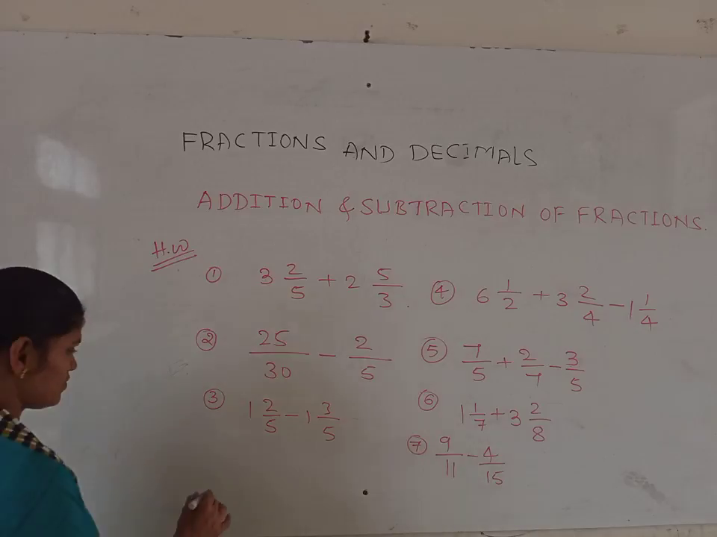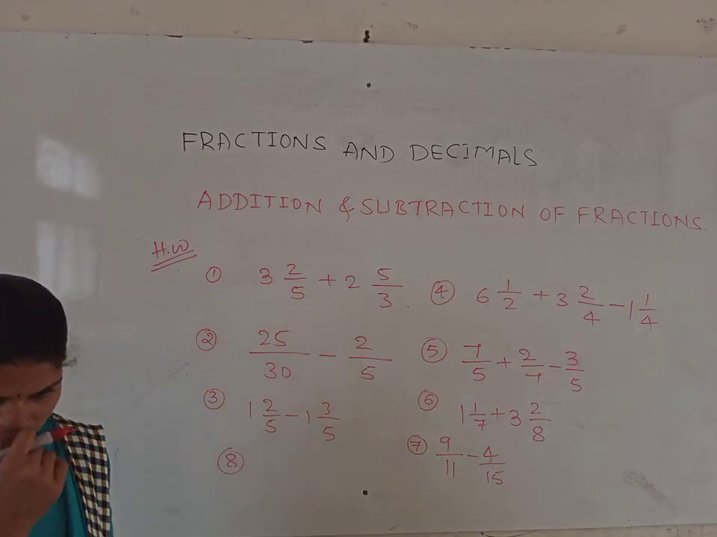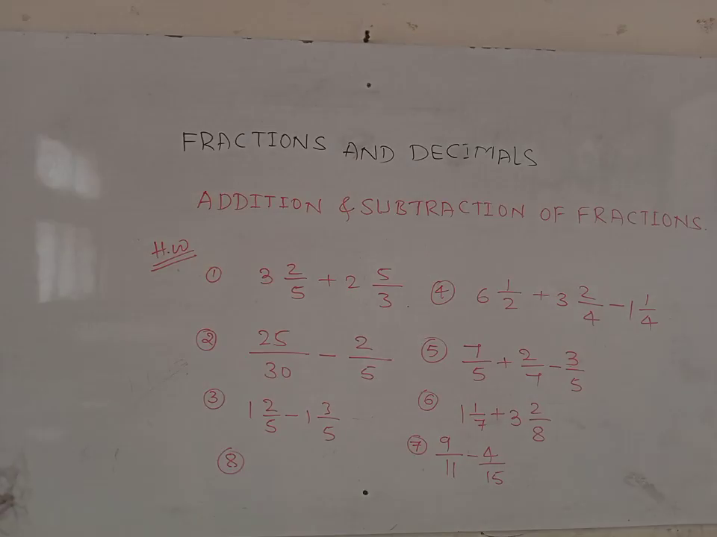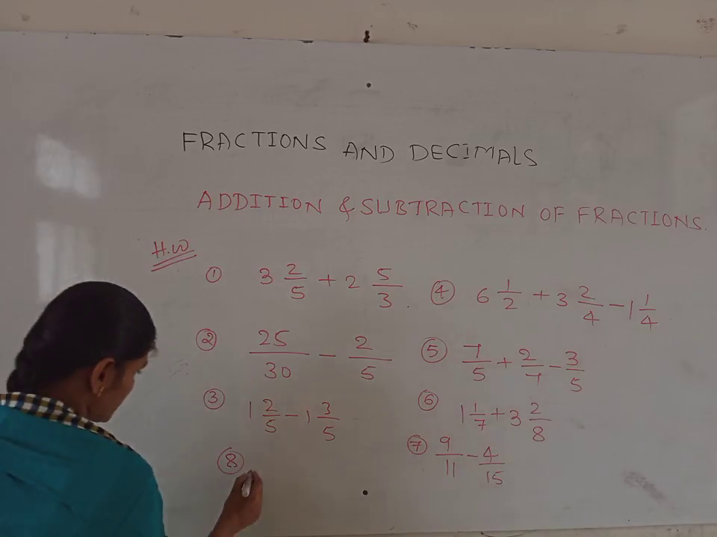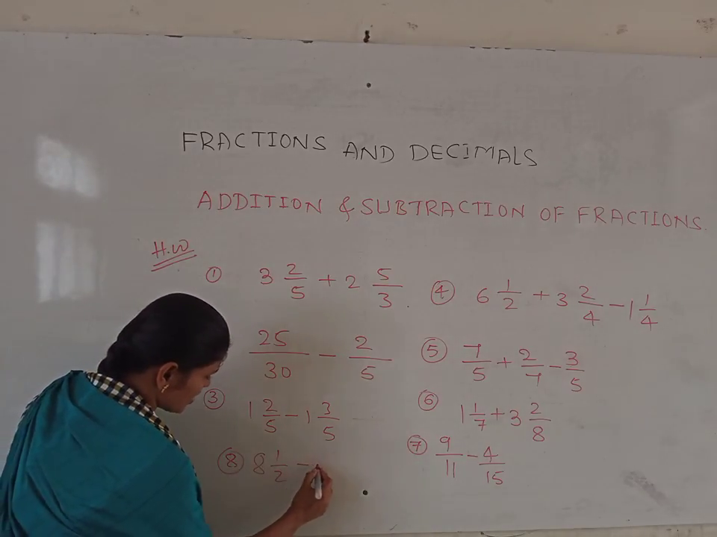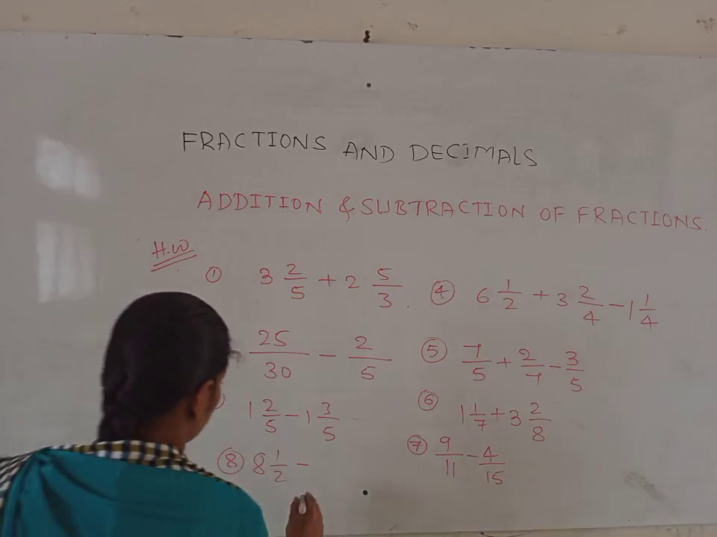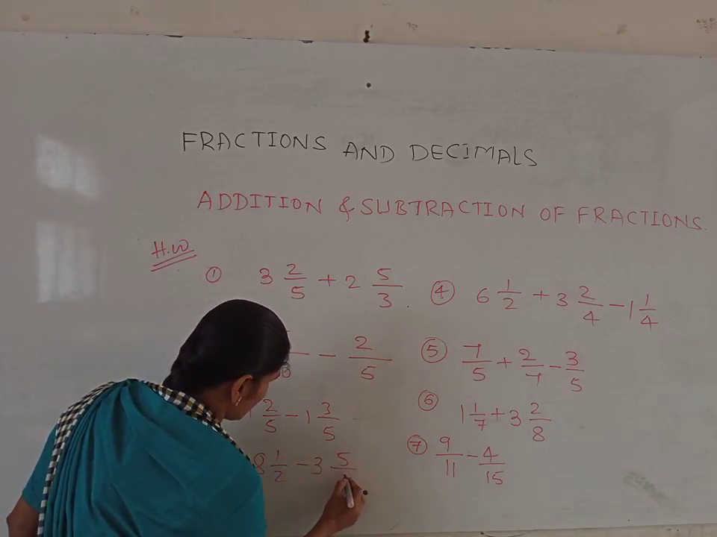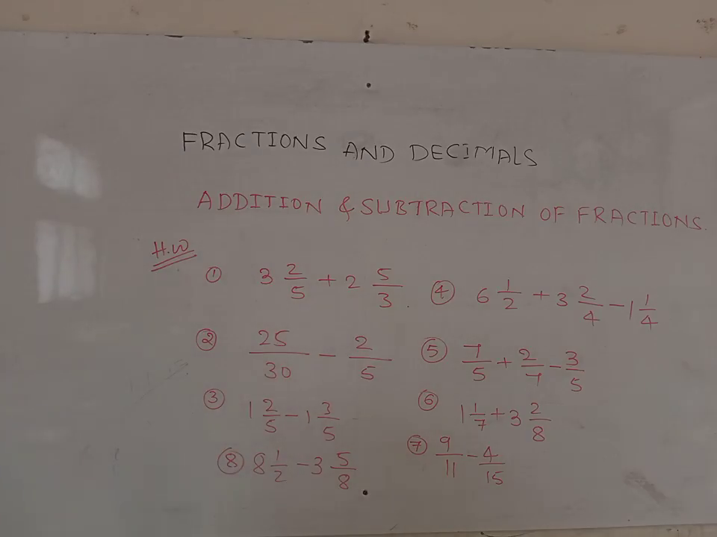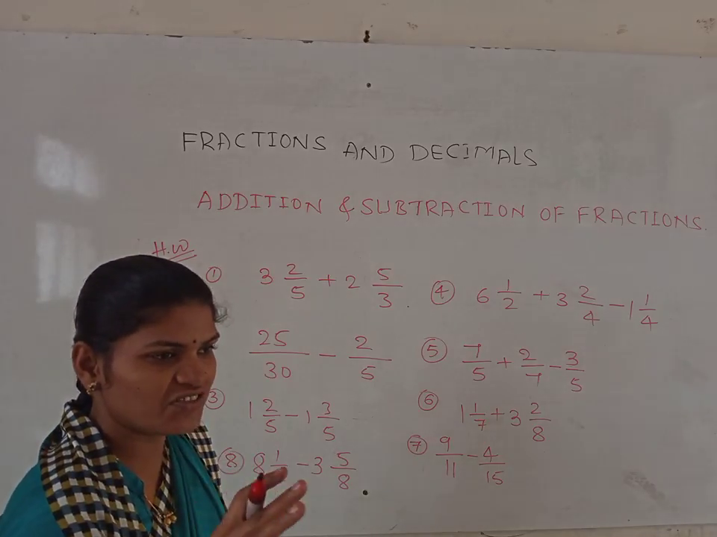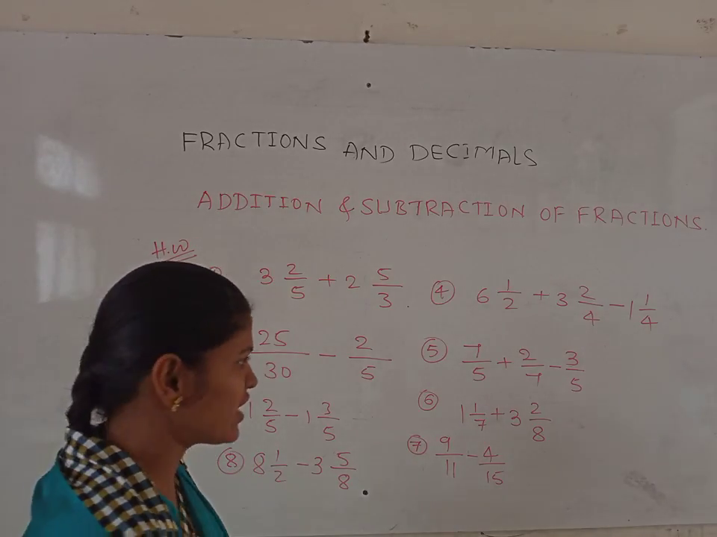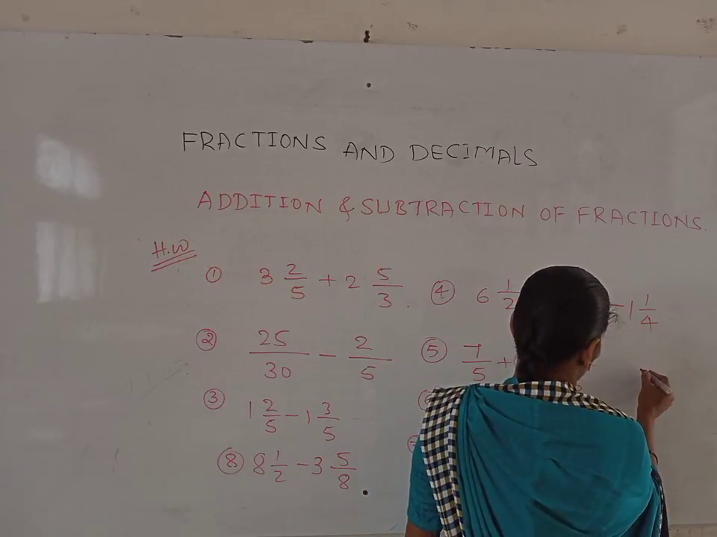Next one: 8 integer 1 by 2 minus 3 integer 5 by 8. Enough? No, no. 10 questions I am giving today. Every day simply 2 or 3, 2 or 3, you are enjoying. But today at least you have to do your work properly.